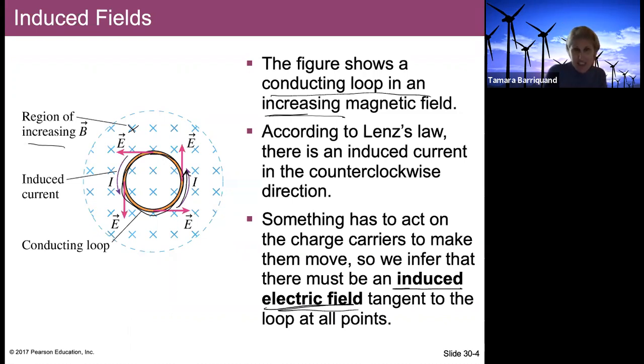So it's not just an induced current out of nowhere. We're actually having an induced electric field that is tangent to the loop at all points. So our electric field will point tangent to the loop at all points. So let's look at this in another way.